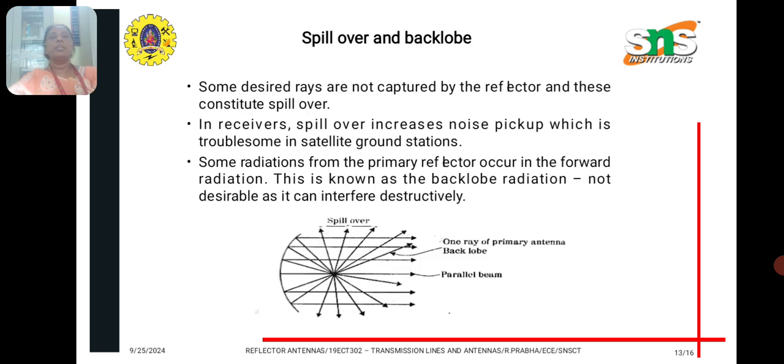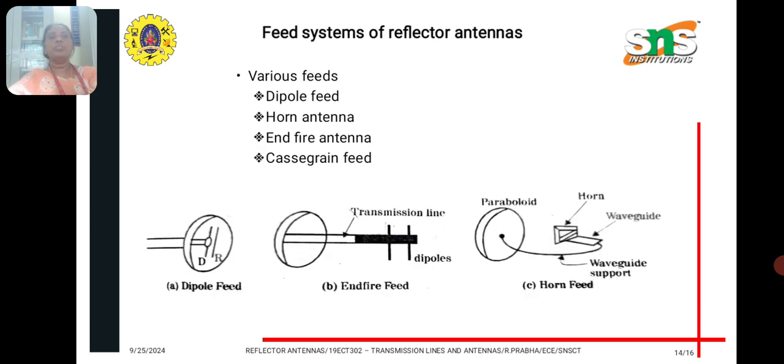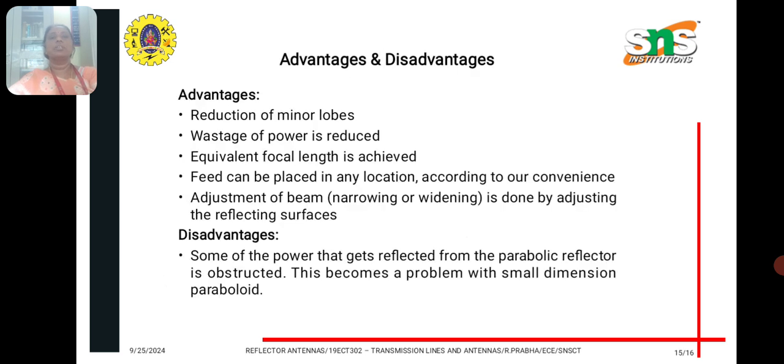The two important parameters are spillover and backflow. Some desired rays are not captured by the reflector antenna, and this is called spillover. Spillover increases noise pickup, which is troublesome in satellite ground stations. To avoid this spillover, we use different feed systems: dipole feed, horn feed, end-fire feed, and Cassegrain feed. The advantages are reduction of minor lobes, reduced wastage of power, equivalent focal length is achieved, the feed can be placed at any location, and adjustment of the beam is possible.